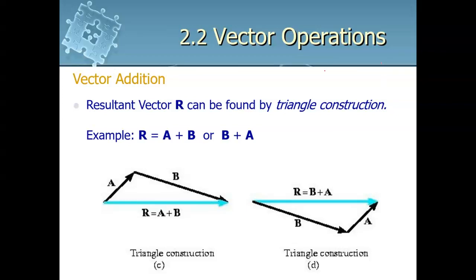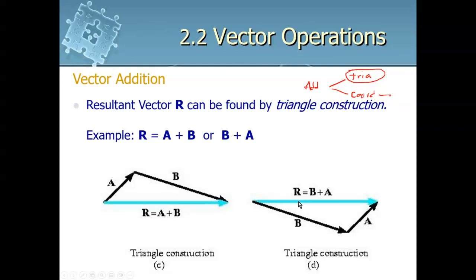How do we add the vectors? For vector addition, there are 2 ways. The first one is the triangle. The second one is by coordinates: in Cartesian coordinates, you break the vector into its Cartesian components and add them together. But this is the graphical way, by constructing a triangle. And then by solving that triangle, one way or another, you can find the result.